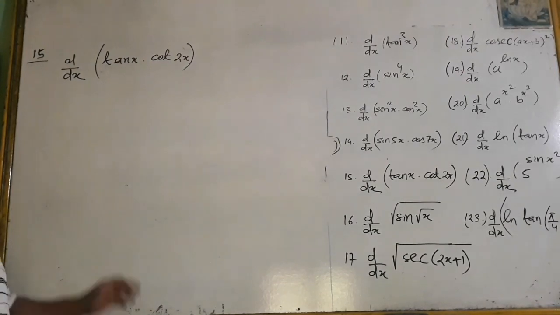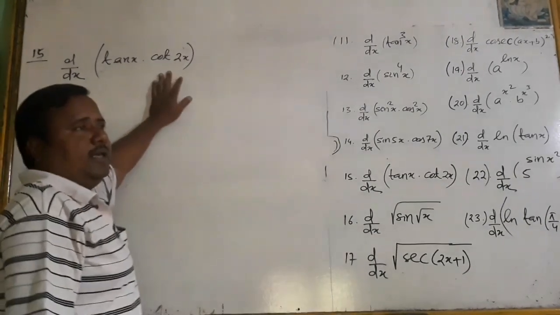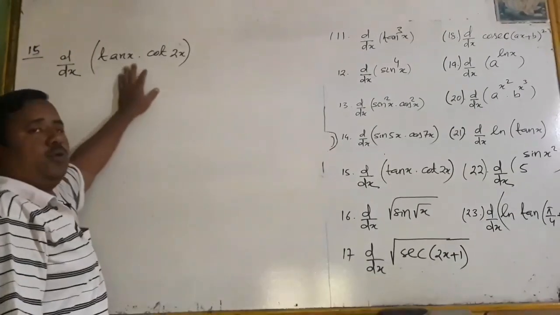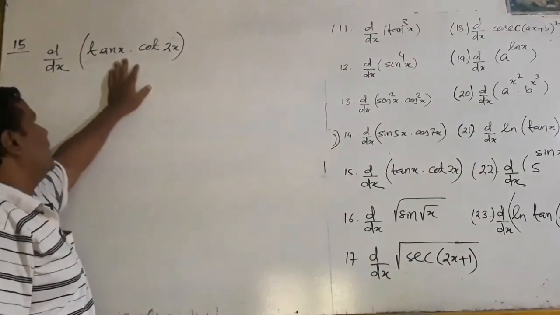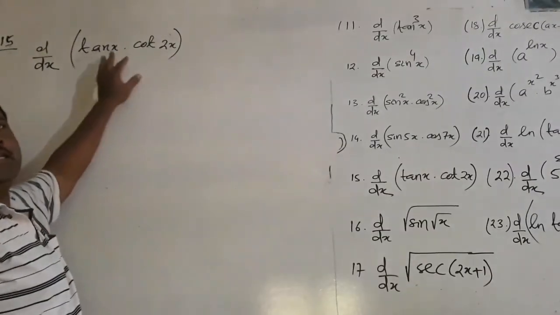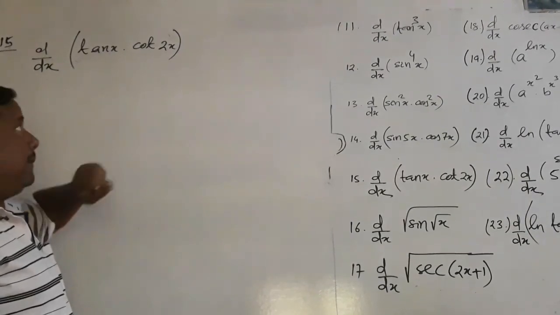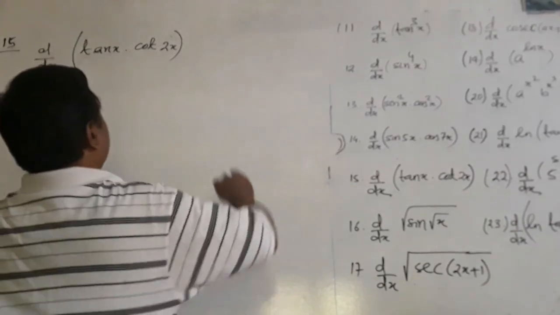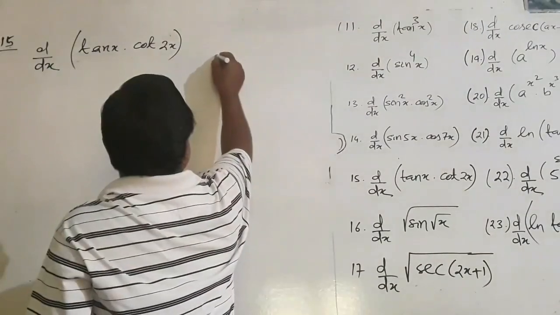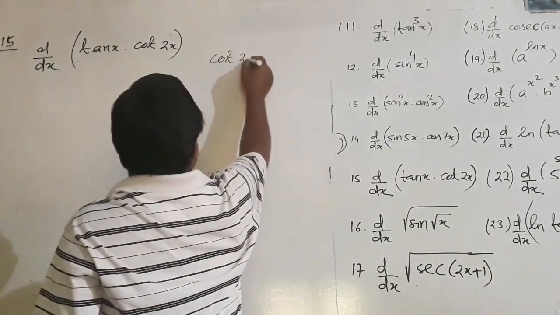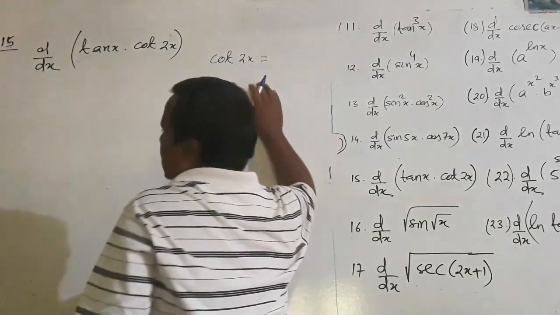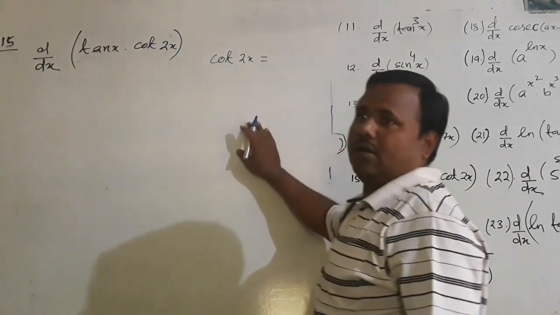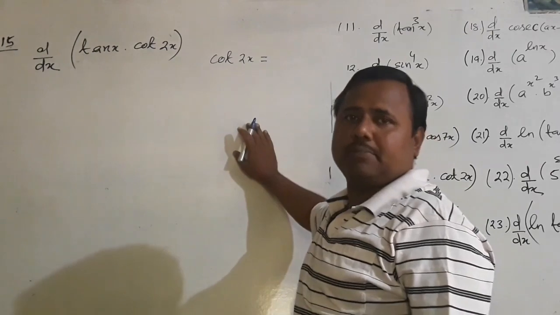Now number 15. This is u into v. If we do it by the u into v method, then it is lengthy: u derivative v plus v derivative u. Okay. If you apply it in a very short manner, you can do it like this. You know the formula of cot 2x. What is the formula of cot 2x? It is cot square x minus 1 by 2 cot x.